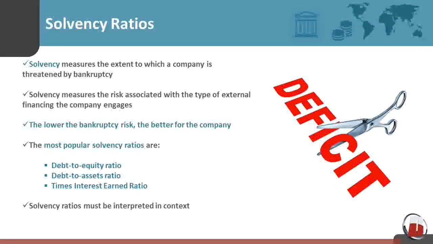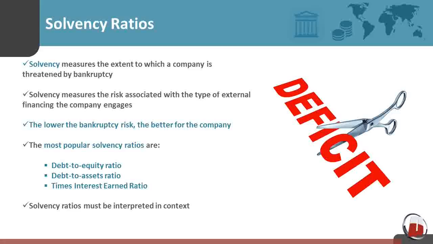Solvency measures the extent to which a company is threatened by bankruptcy. Solvency measures the risk associated with the type of external financing the company engages in, whether it is appropriate to issue stocks or bonds, and whether this threatens the existence of the company. The lower the bankruptcy risk, the better for the company.